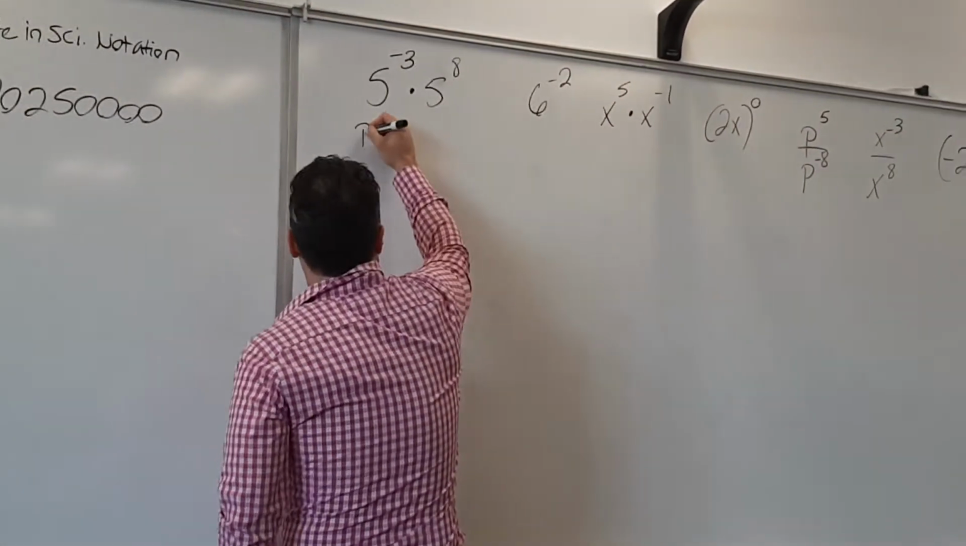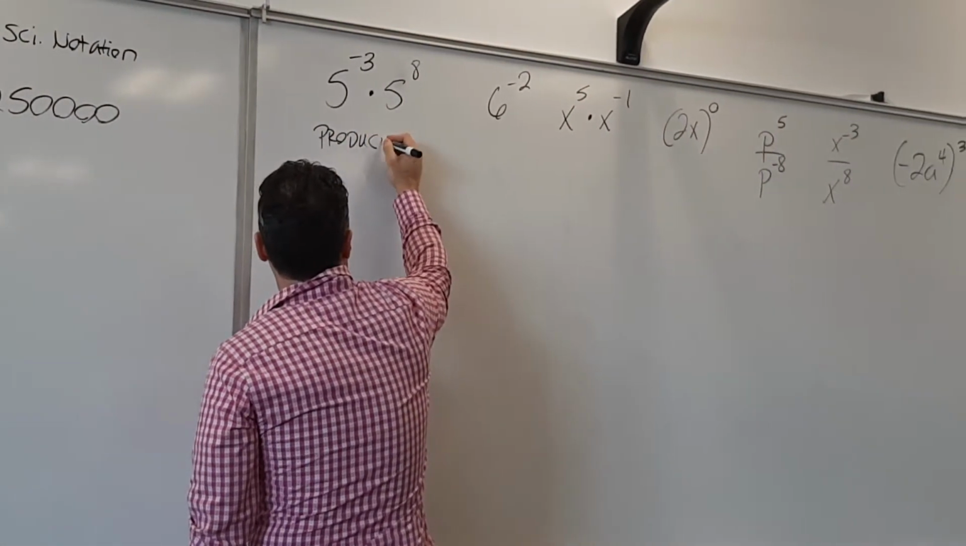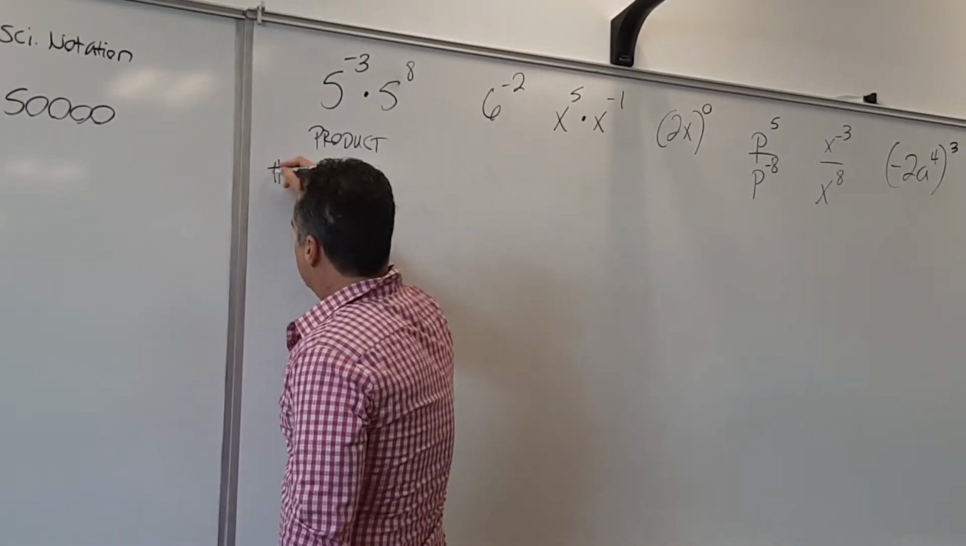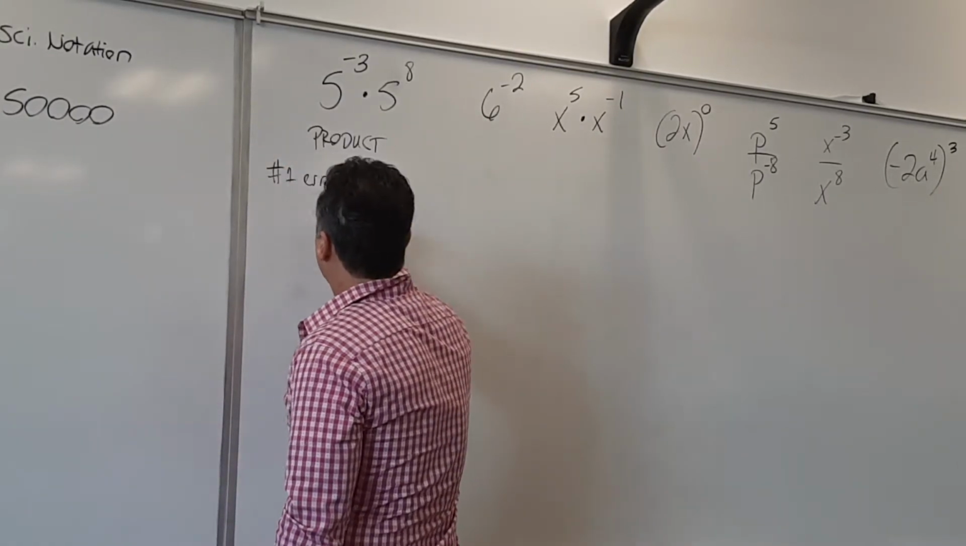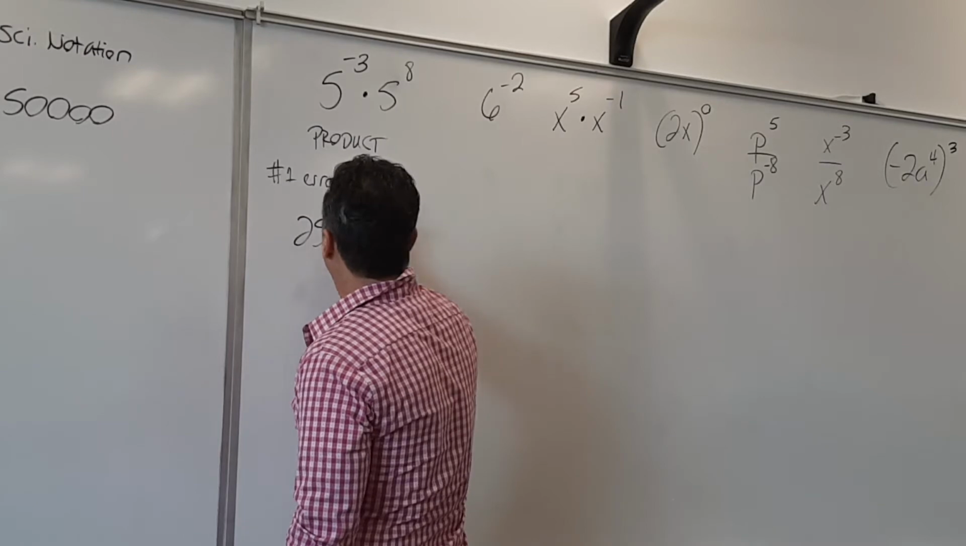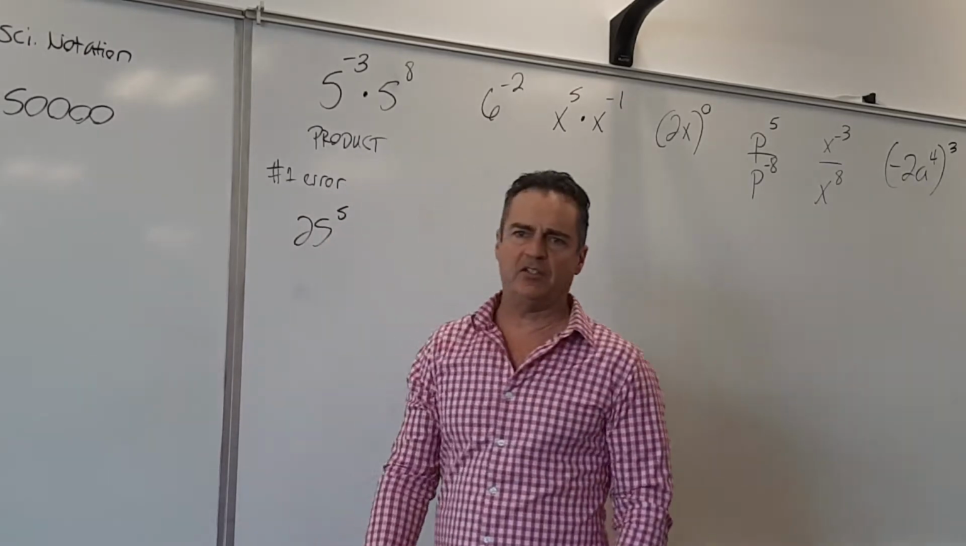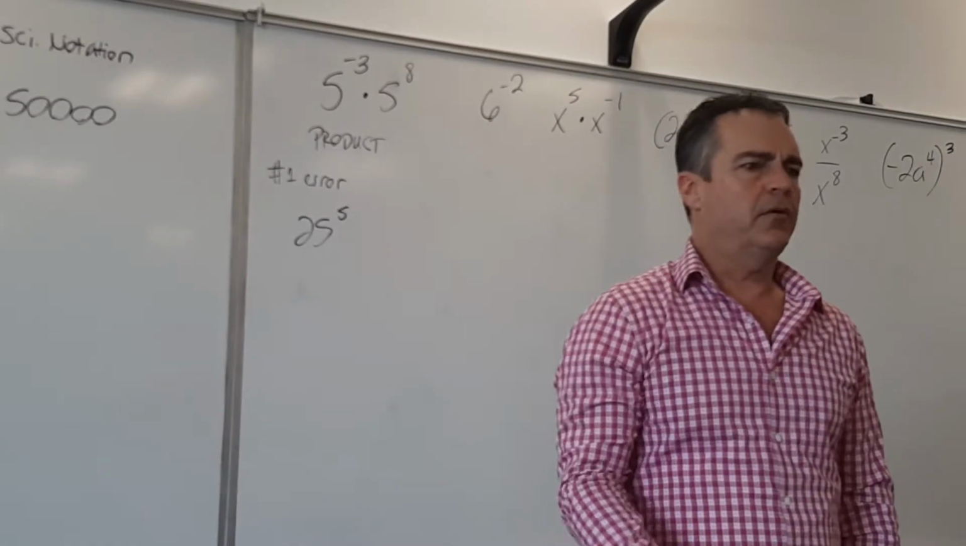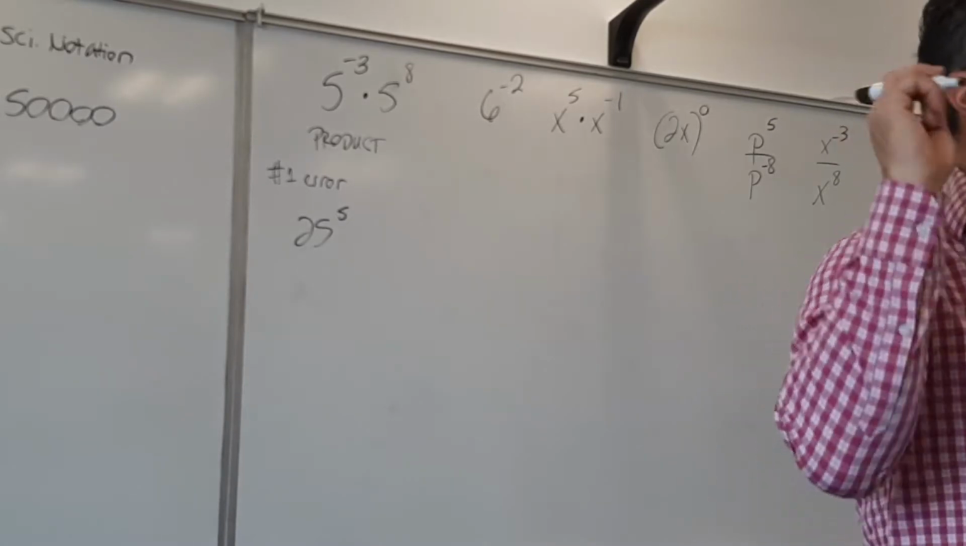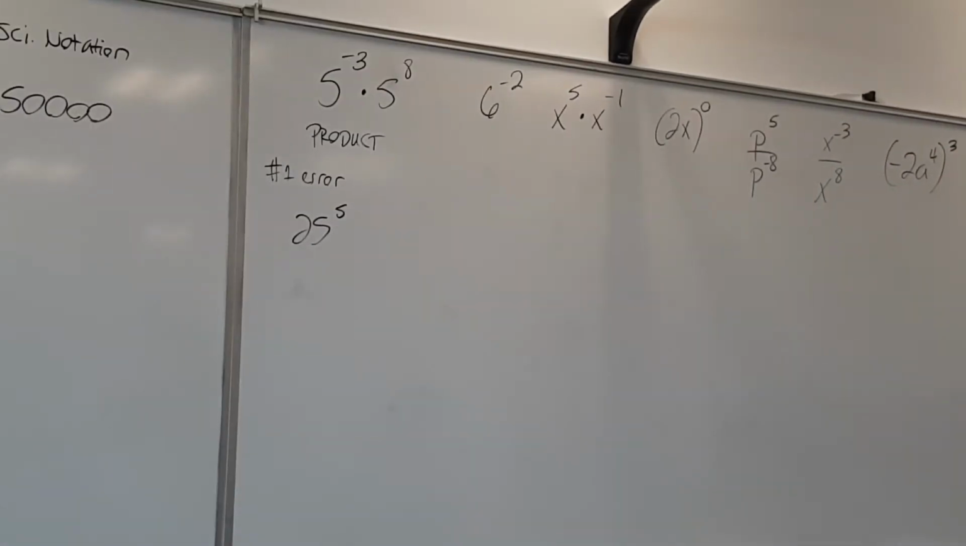This is the product rule. Number one mistake, number one error here. Students say, oh, 5 times 5 is 25, 25 to the 5th. That's the answer. Well, listen. Have I ever made that mistake? Me? Yes. Do I anymore?